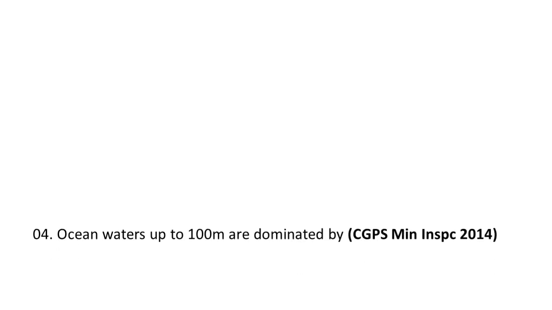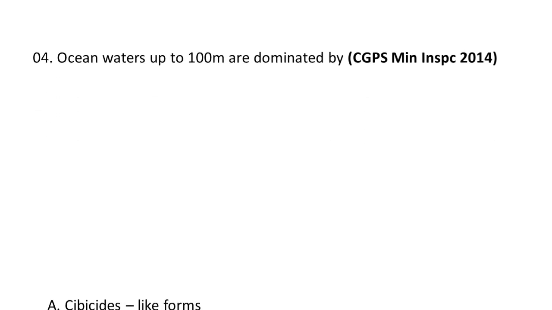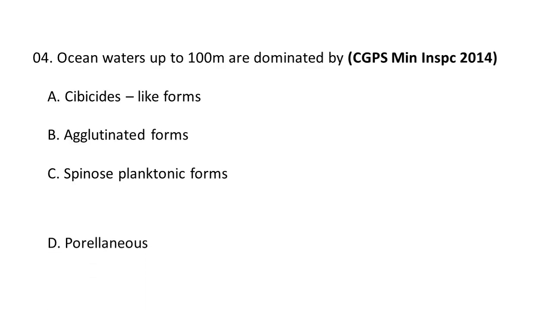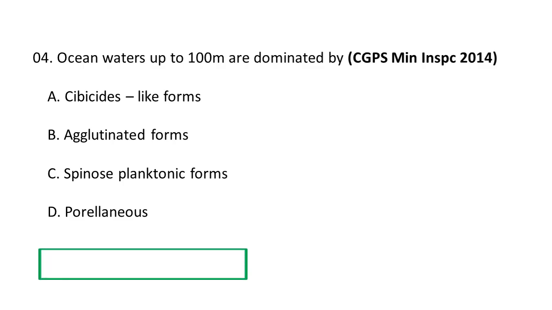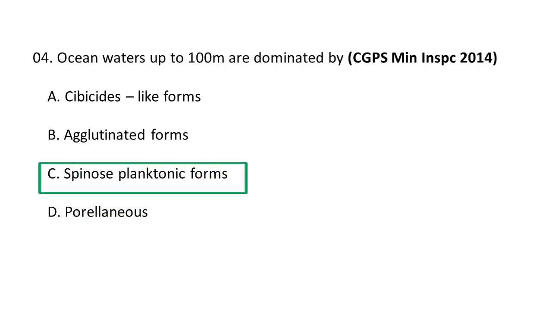Next question. Ocean waters up to 100 meters are dominated by A. Cibicides like forms, B. Agglutinated forms, C. Spinous planktonic forms, D. Porcelainous. Ocean waters up to 100 meters are dominated by spinous planktonic forms. C is the correct option.